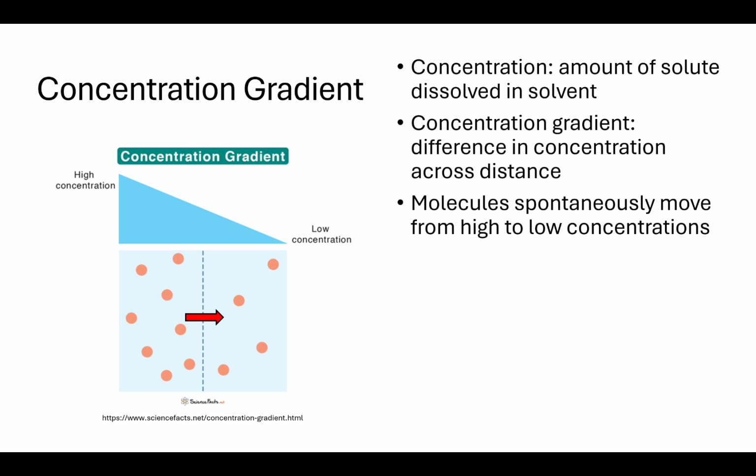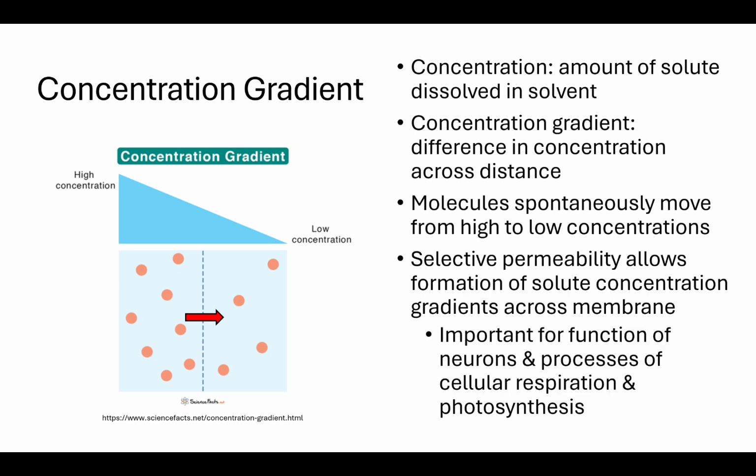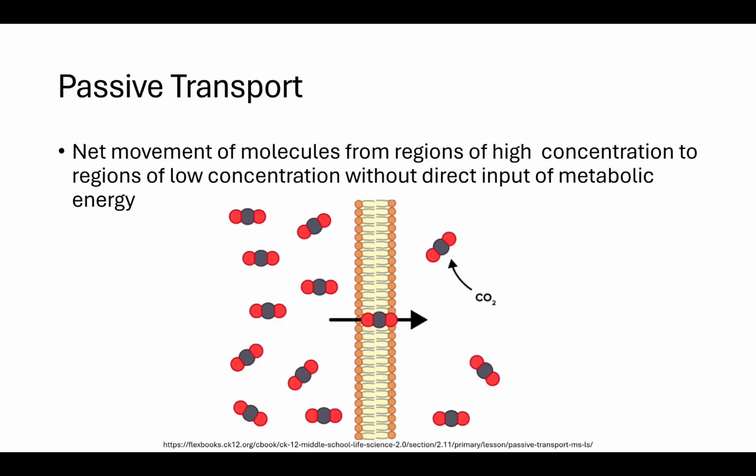And when there's a concentration gradient, molecules are going to naturally move from where there's a high concentration to where there's a low concentration. So what you're seeing in this diagram is molecules would move from the left to the right without any input of energy. Since cells are selectively permeable, that allows them to form these concentration gradients of different solutes across a membrane. And if you're wondering why you would want to do that, that is important for the function of neurons, something which we unfortunately no longer talk about in AP biology, but it's going to become very important when we talk about cellular respiration and photosynthesis.